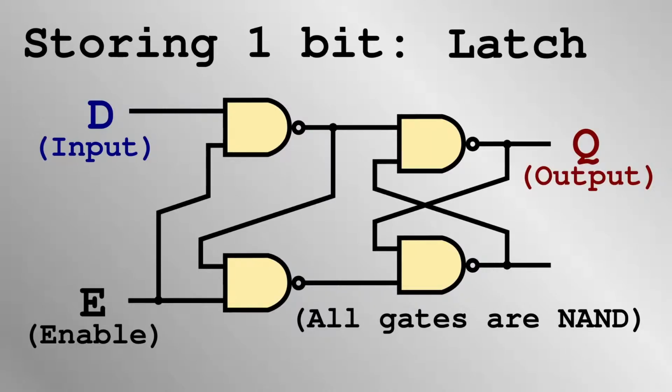or 1. Nothing will change unless the E or enable input is 1. When enable is 1, whatever bit is applied to D will propagate to the output. The computer will carry out an operation, addition for example, enable a bunch of latch circuits to store the output, and then switch the enable back off. The result will then be held there as long as is required.